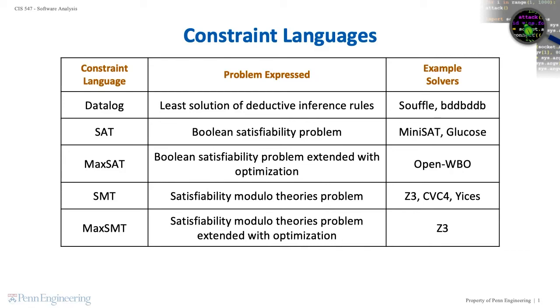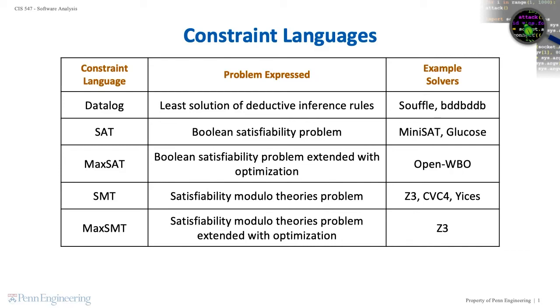One can specify not only what Boolean constraints must be satisfied, but also an objective function to minimize or maximize. This optimization aspect of MaxSAT can be used to express, for instance, various trade-offs in the analysis. Example MaxSAT solvers are OpenWBO and SAT4J.